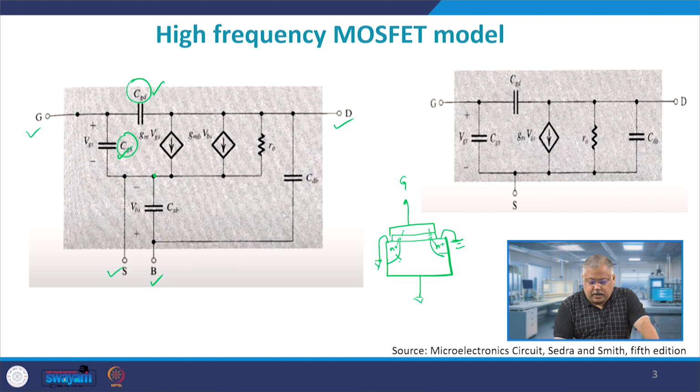We have source to bulk, and then you have drain to bulk, which is this one. Please understand, these are all intrinsic capacitances. I am not considering any extrinsic capacitance at this stage.